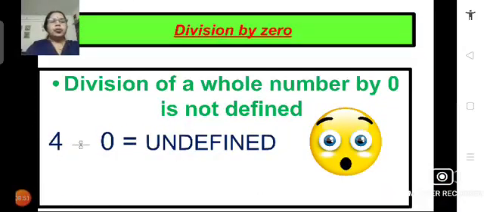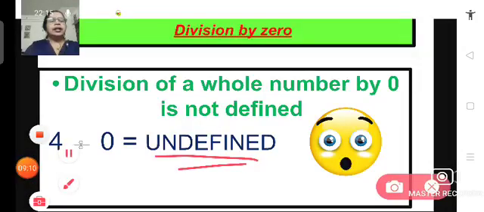And children, what is the result if we divide any whole number by 0? Children, division of a whole number by 0 is not defined. So we say that division by 0 of a whole number is undefined. 4 divided by 0 is undefined.